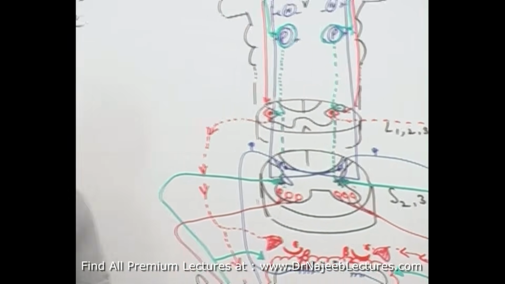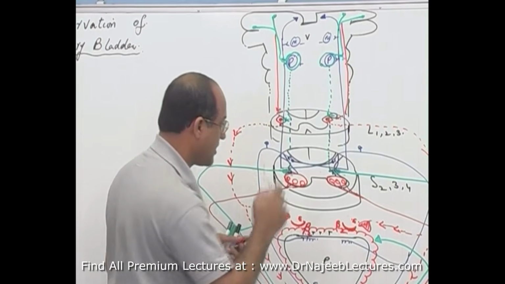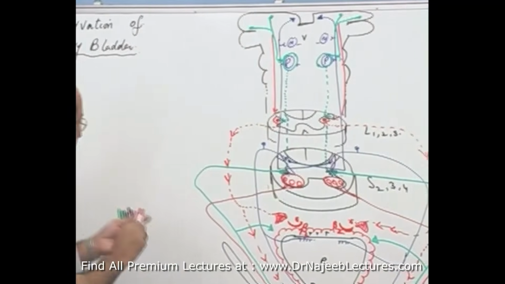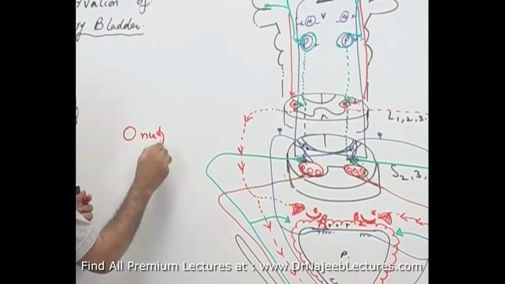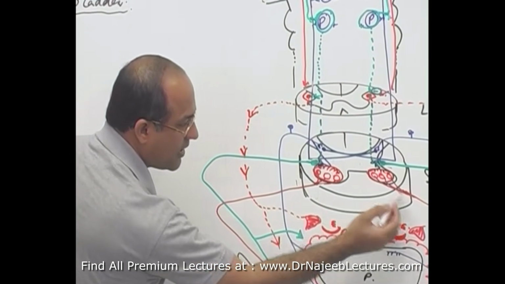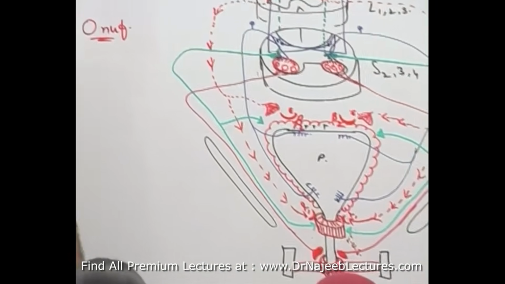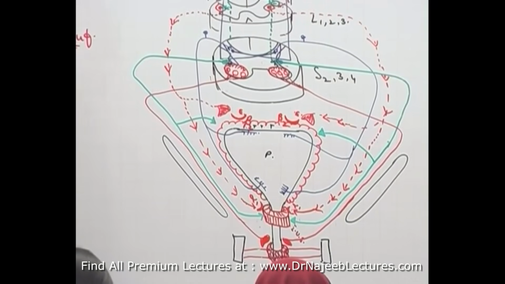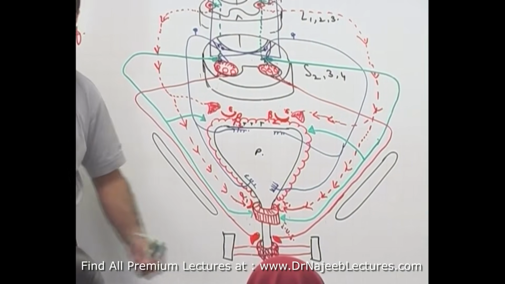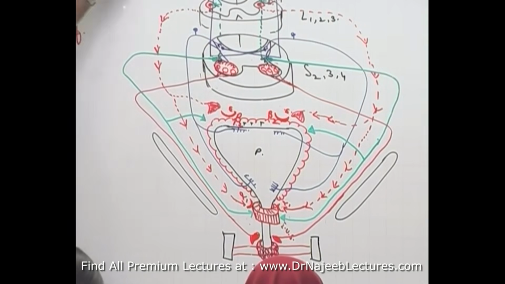Now let me go step by step. All these things do not occur simultaneously. This is called the nucleus of Onuf. So we can say the external urethral sphincter is controlled by the sacral nucleus of Onuf. Some say that the external urethral sphincter is the slave of the Onuf. Now, let's go step by step.